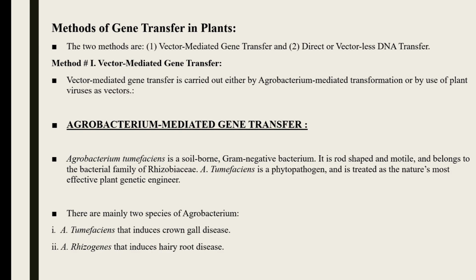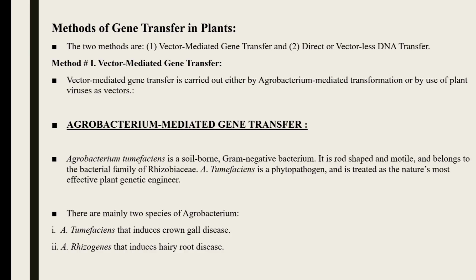Let's move to the next step. How we can transfer a gene from one plant to another? What are all the methods there? We can transfer gene by 2 ways. 1. Vector-mediated gene transfer. 2. Direct or vectorless DNA transfer. First method, vector-mediated gene transfer. Vector-mediated gene transfer is carried out by using a vector which acts as carrier either by Agrobacterium-mediated transformation or by use of plant viruses as vectors.